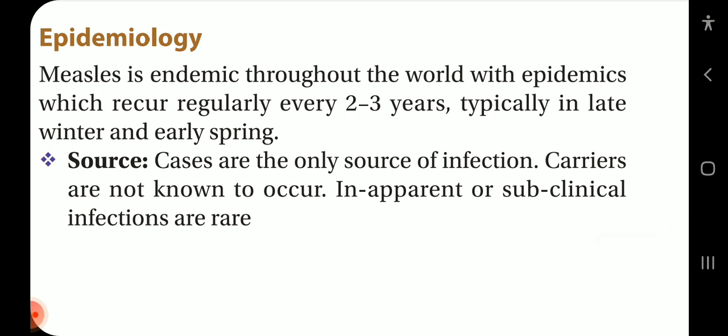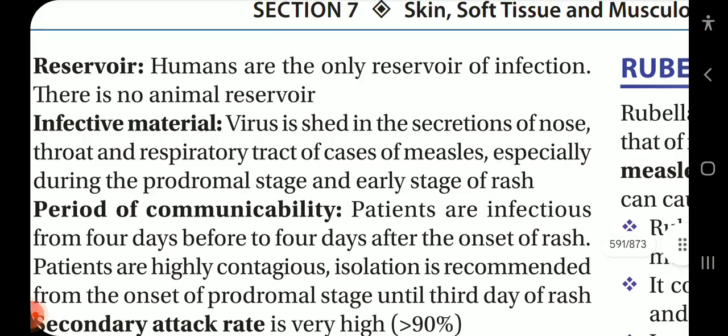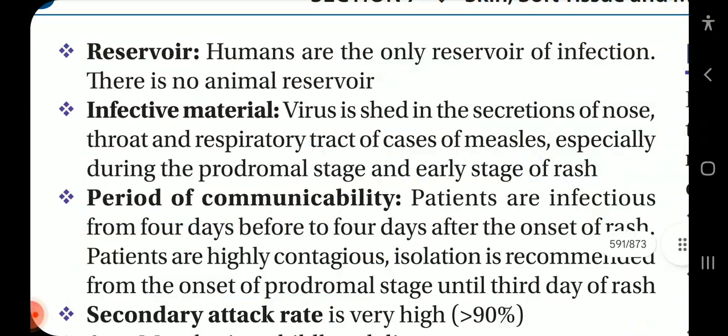Epidemiology. Measles is endemic throughout the world with epidemics which recur regularly after 2 to 3 years, typically in the late winter and early spring. Source: cases are the only source of infection. Carriers are not known to occur. Inapparent or subclinical infections are rare. Now, the reservoir: humans are the only reservoir of infection. There is no animal reservoir.